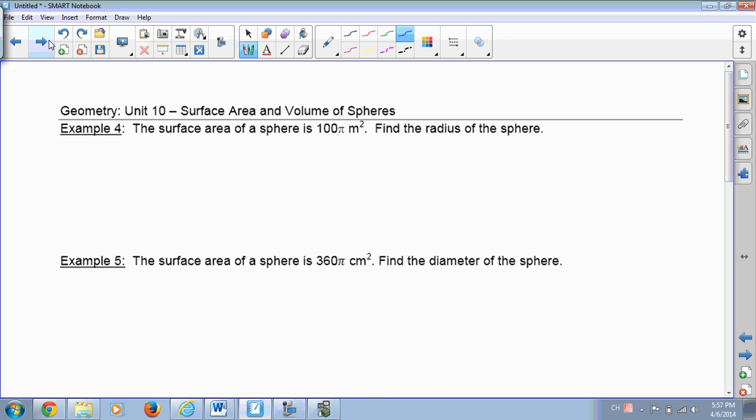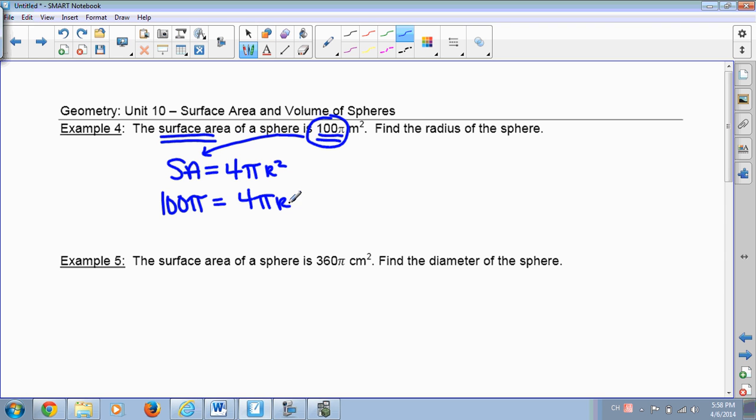Okay, let's turn the page over. We're going to look at example number 4. The surface area of a sphere is 100 pi meters squared. Find the radius of the sphere. In this case, we're actually going to be working backwards because it gives us the surface area. Remember, our surface area formula for a whole sphere, not a hemisphere, is 4 pi radius squared. But we know what the surface area is, it's 100 pi. So we're going to plug that in. So 100 pi is equal to 4 pi radius squared.